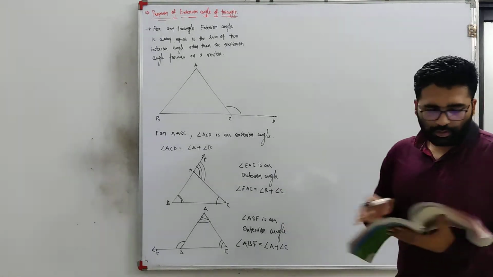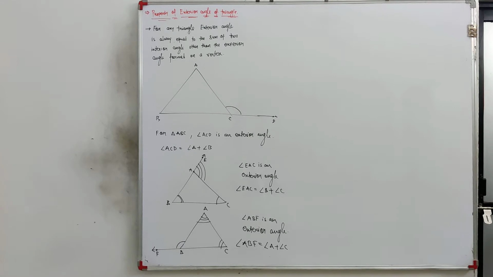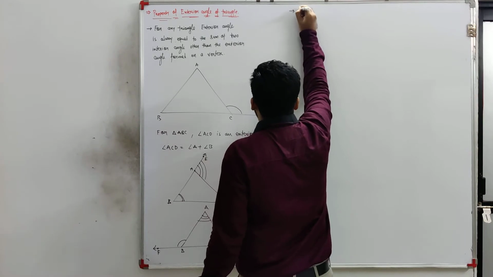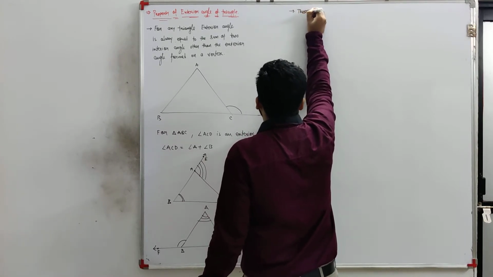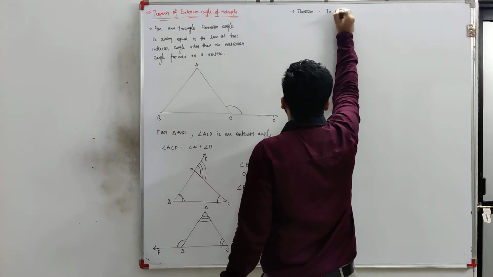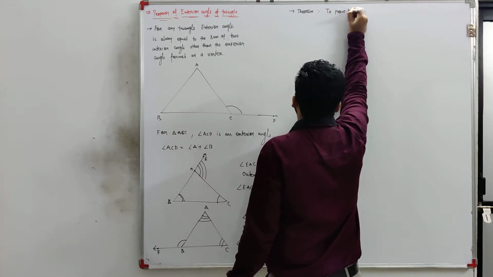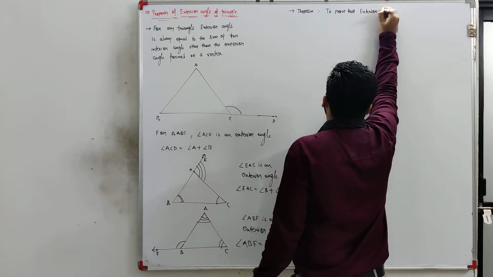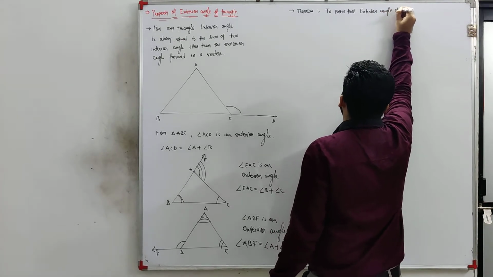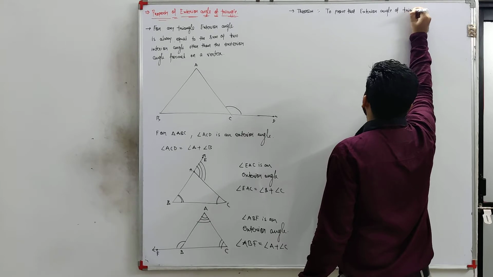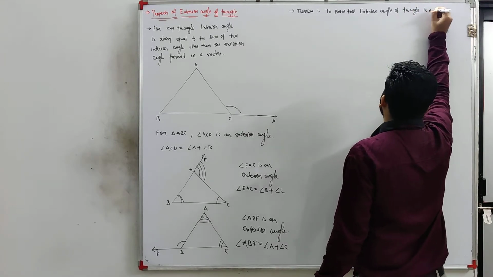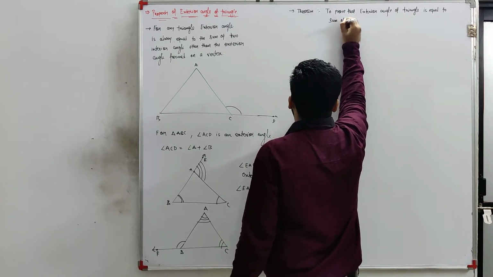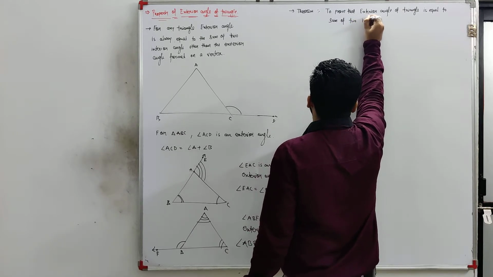Okay, so let me see how this property occurs. It is just for the information how this property is gained. So here I am saying the example, or we can say theorem. The theorem is to prove that the exterior angle of a triangle is equal to the sum of two interior angles.